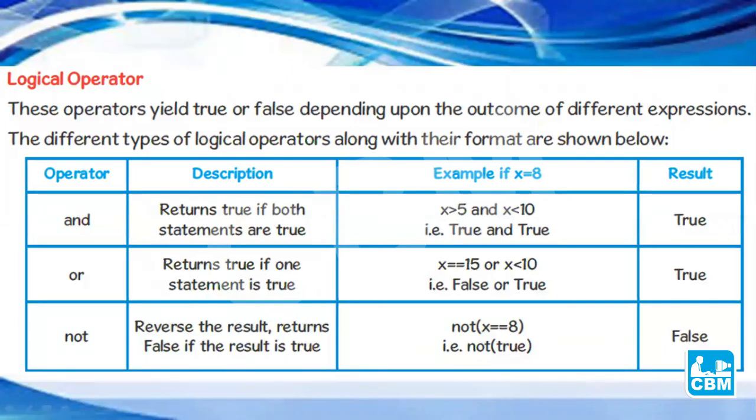Logical operator is another type of the operators in Python. The logical operator yields true or false depending on the outcome of different expressions. The different types of logical operators are AND, OR, and NOT. When using the AND operator, it returns true if both the statements are true. When we are using the OR operator, it returns true if one of the statements is true. The NOT operator can be used to reverse the result and returns false if the result is true.